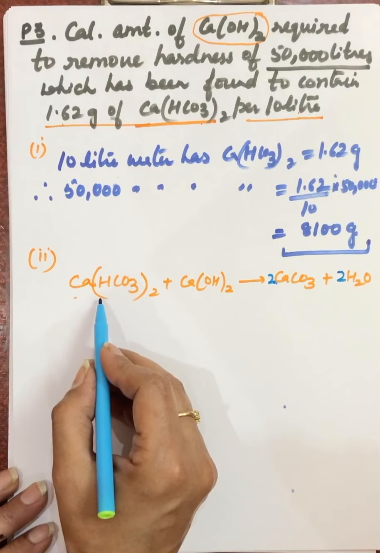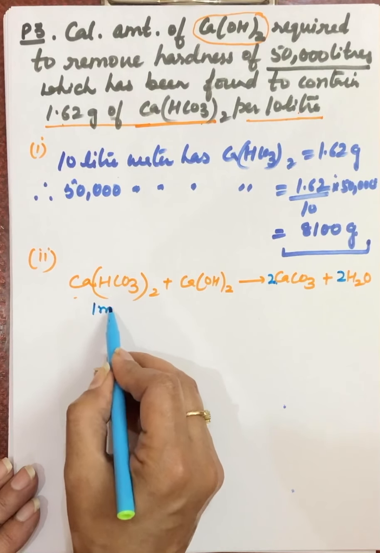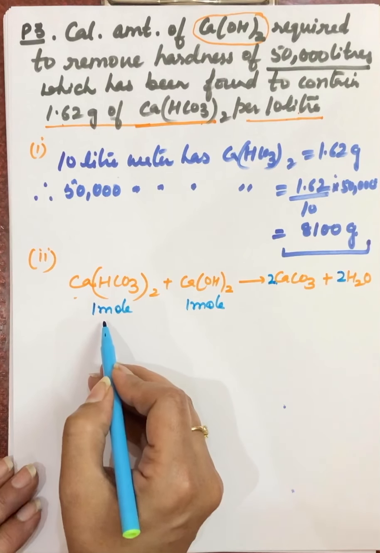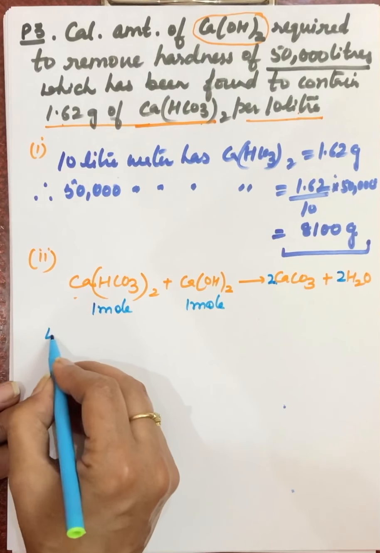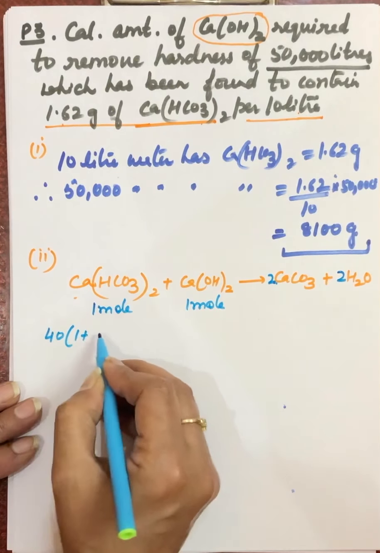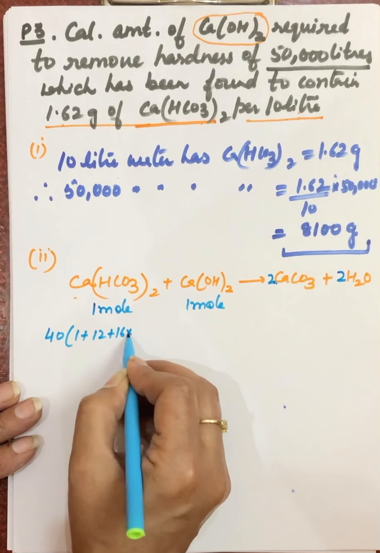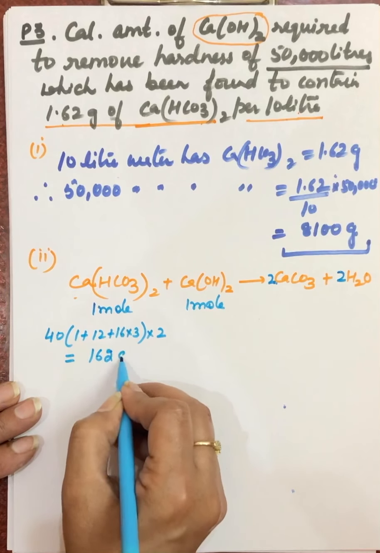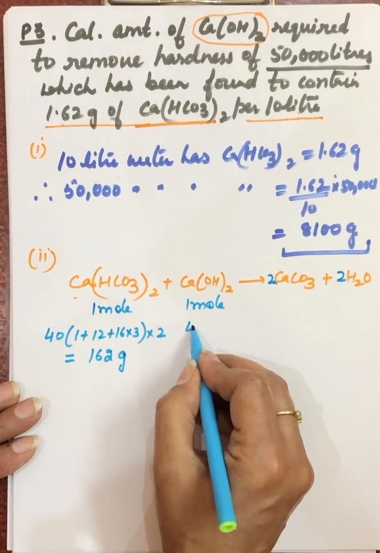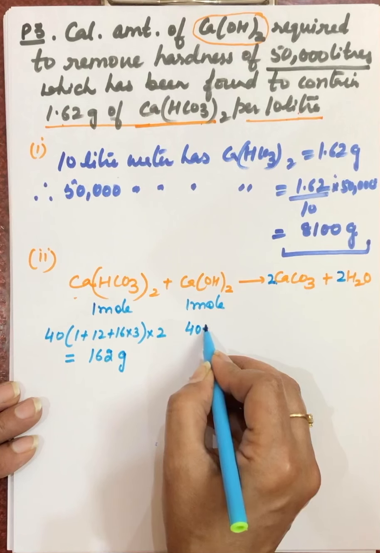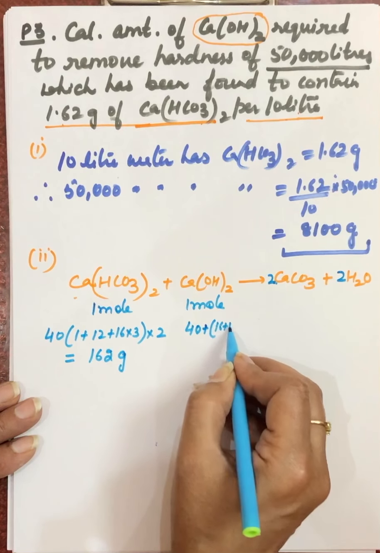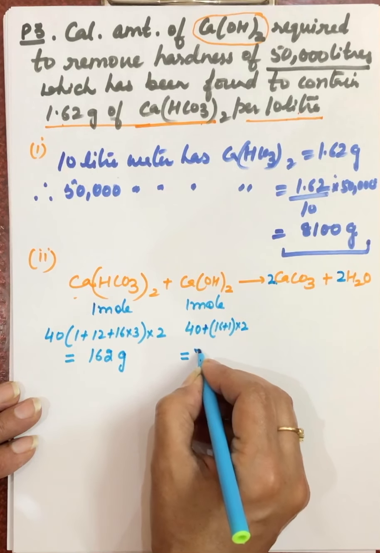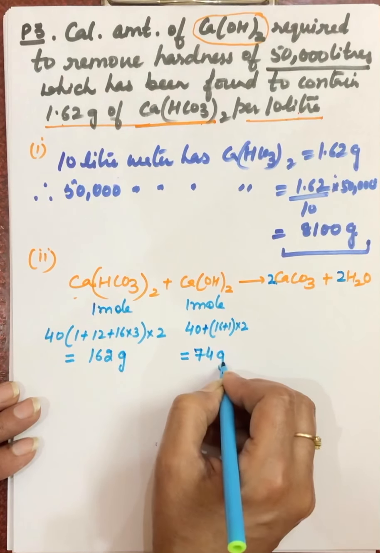Now we need the mass of these. In the balanced chemical equation, this is 1 mole, this is also 1 mole. 1 mole is equal to gram molecular mass. Calculate the gram molecular mass of this. Calcium is 40, hydrogen 1, carbon 12, oxygen is 16, into 2. This will come out to be equal to 162. Calcium hydroxide: calcium is 40, oxygen is 16, hydrogen 1 into 2. This comes out to be equal to 74 grams.